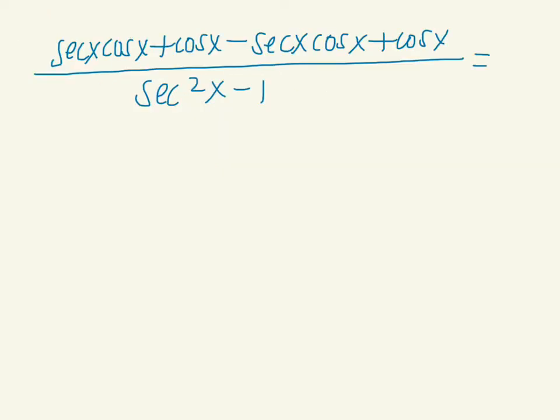Alright, so I'm on a new page now. I've distributed the negative up top, and then in the denominator I've distributed the two binomials together. If you notice, you have this positive secant x cosine x, and you have this negative secant x cosine x, which is great because they are going to cross each other out. And then you have these two cosine x's that are just hanging out. Since there's two of them, you can combine them to make it 2 cosine x. Alright, so these two are going to go away.